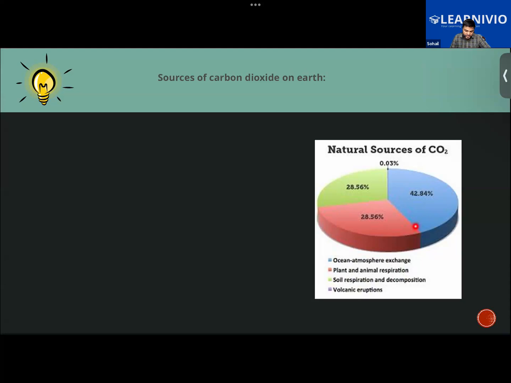So the main source of carbon dioxide on Earth, like we have different types of activities ongoing on Earth. We are regularly burning different kinds of fossil fuels, and so many industrial activities are going on. Because of that, lots of carbon dioxide gas is released into the atmosphere. What we had learned in the chapter on coal and petroleum, there we had learned about fossil fuels.